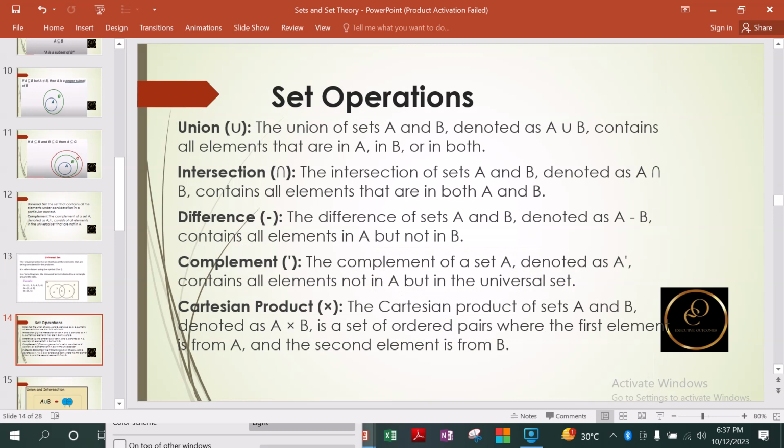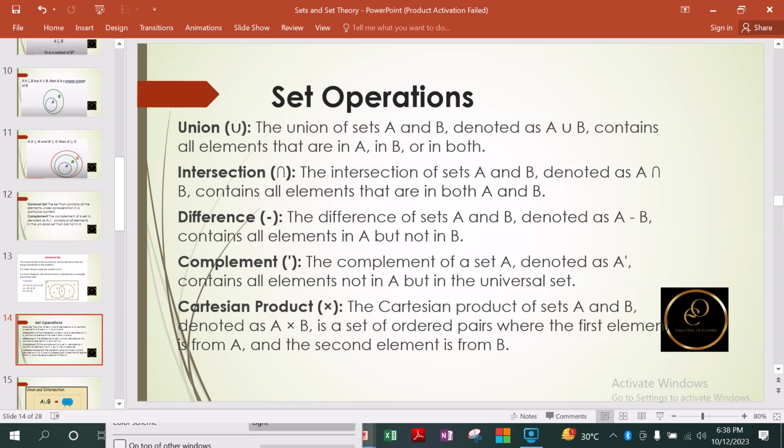So we also need to look at set operations. There are certain symbols you should be familiar with to indicate particular set operations, like union set. There's this symbol in parentheses. The union set of A and B means that it's a sum of elements in A and B, denoted as A union B. It contains all elements that are in A, in B, or both. So that's what we call union set.